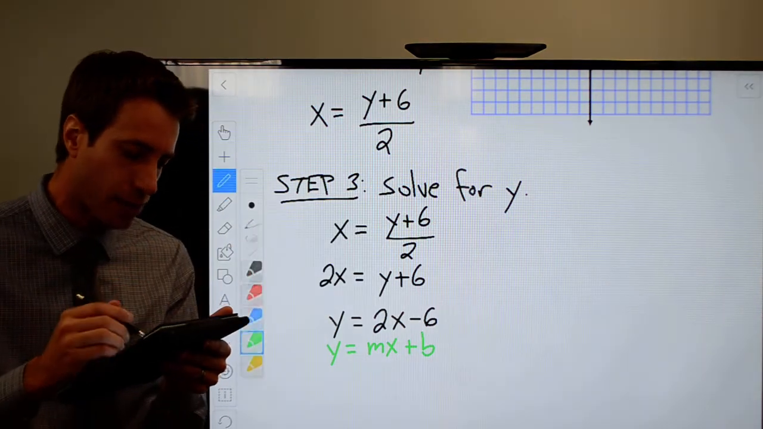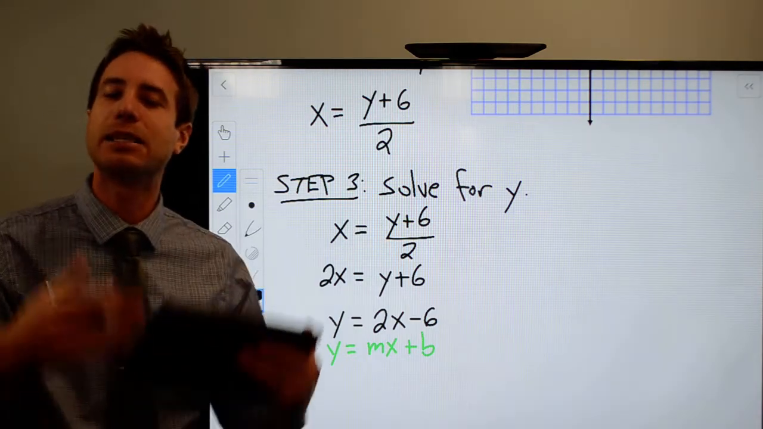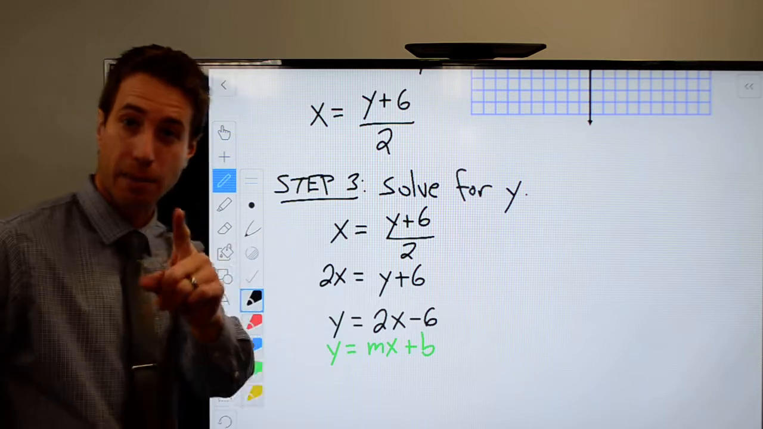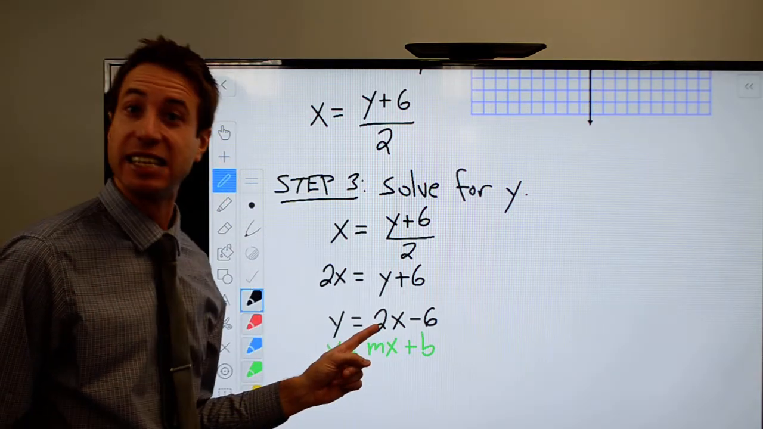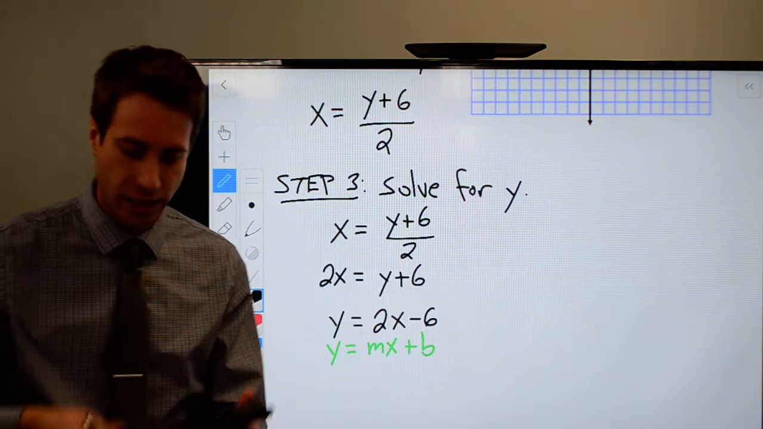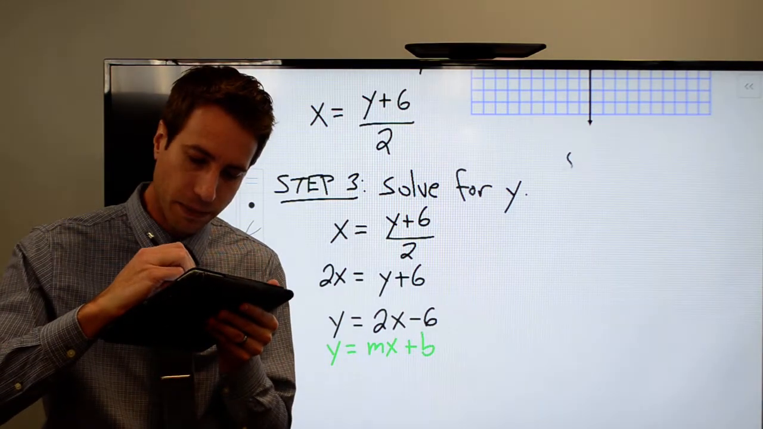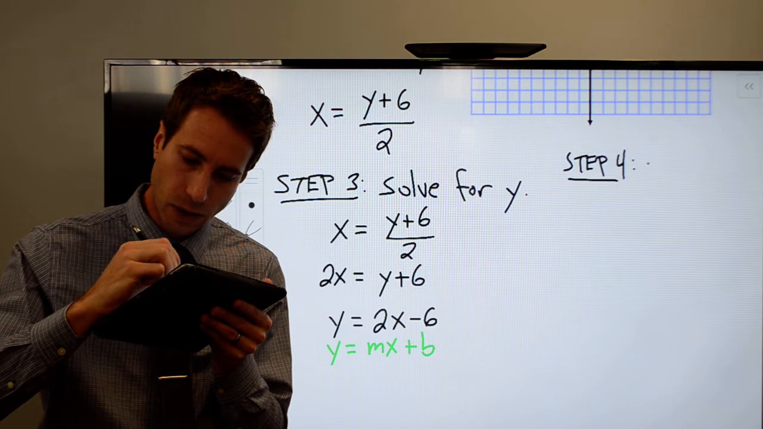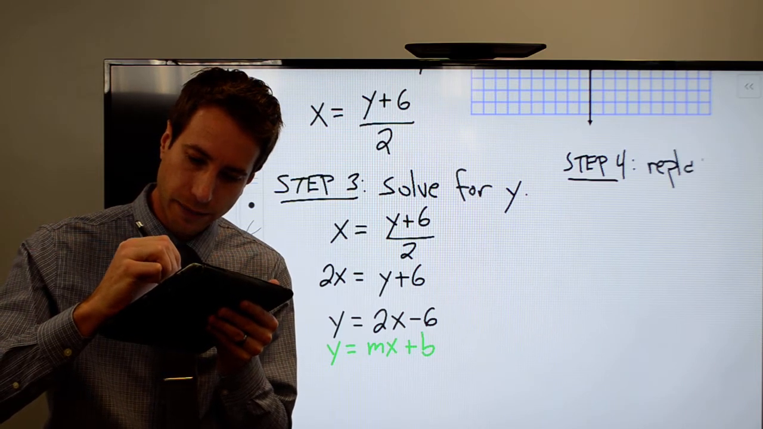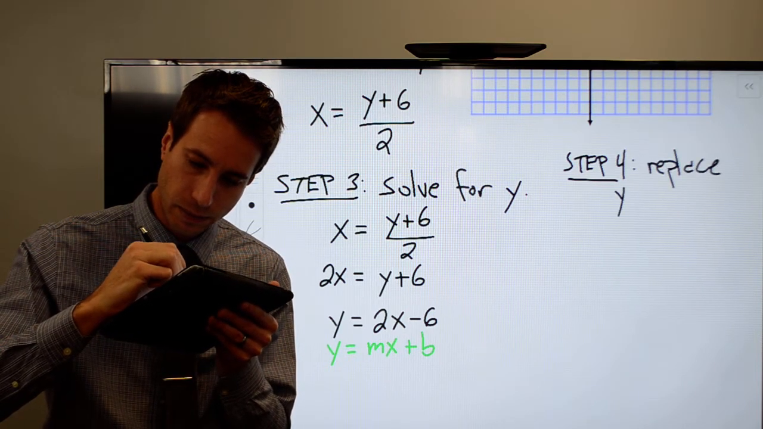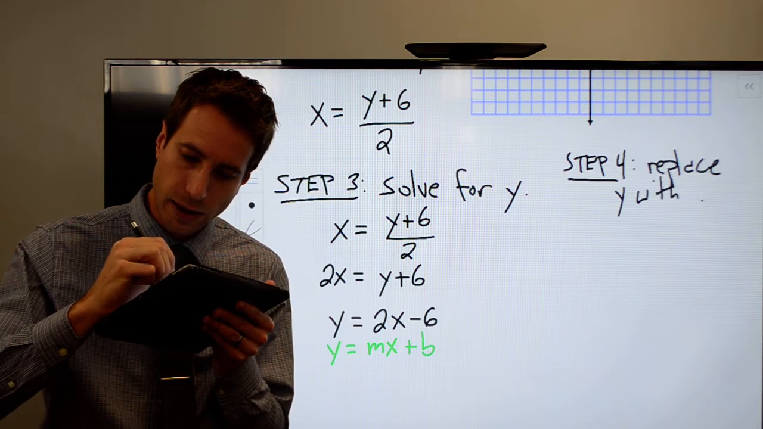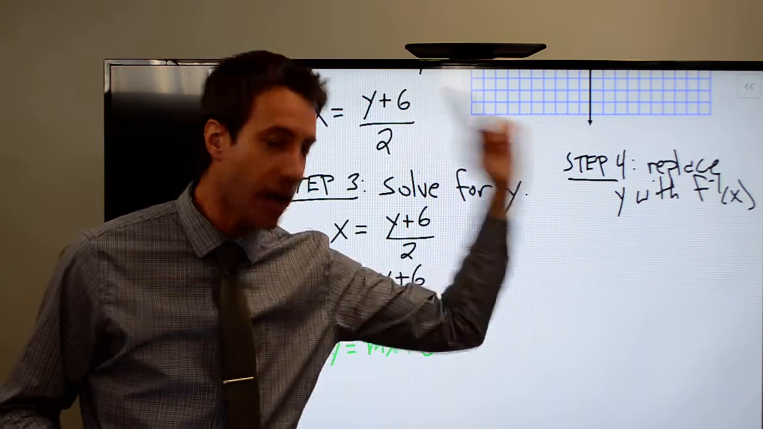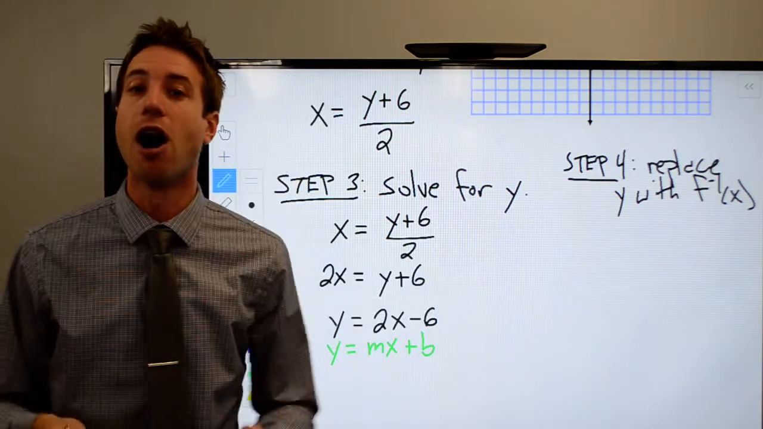However, you have one more step to go, right? Because I need to be able to tell you, hey, by the way, this is an inverse function. And here's how you do it. Step number 4. Replace y with f inverse of x, right? Use that notation, f to the negative first power of x.